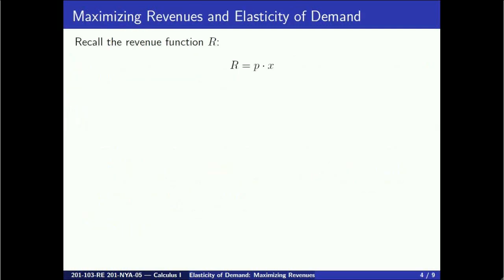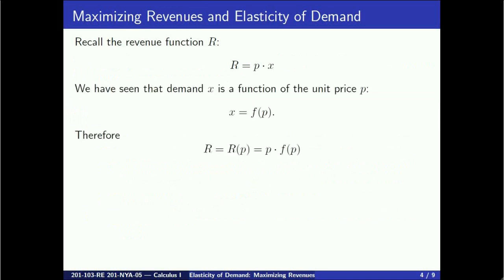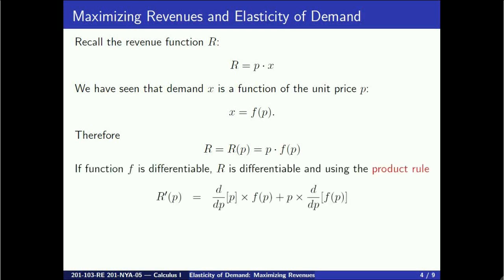The revenue function R is the unit price P times the demand X. Since we can express X as a function of P, then R is a function of the unit price, and R of P is P times f of P. If this function f is differentiable, then R is the product of the differentiable function f of P with the linear function P, and therefore R is differentiable as well. To differentiate this product, we, of course, apply the product rule.